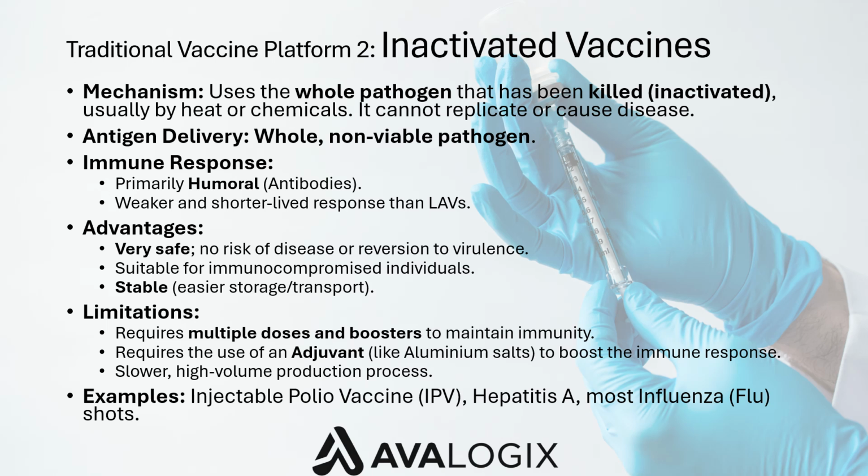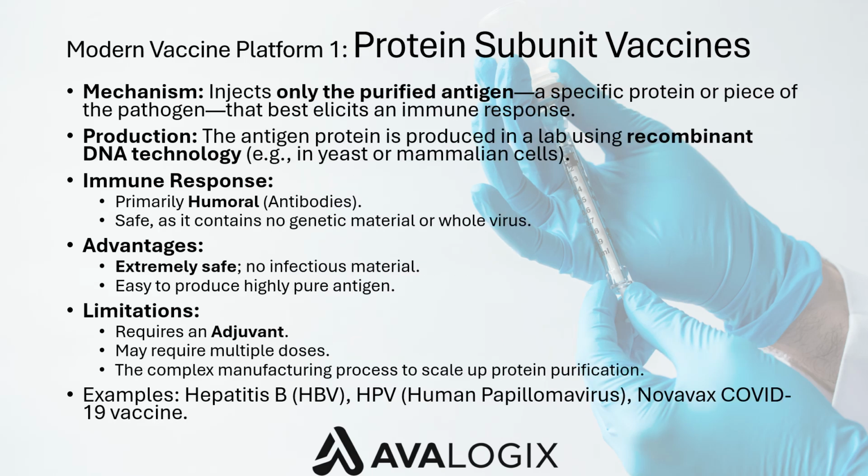Because the pathogen is killed, it is usually processed outside of the cell, which bypasses the pathways needed to generate a strong cytotoxic T-cell response. To compensate for this weaker response, inactivated vaccines always require two things. First, multiple doses and booster shots to build and sustain protective antibody levels, and second, the inclusion of an adjuvant. Adjuvants, like aluminum salts, act as an irritant or a danger signal to intentionally ramp up the local immune reaction to the vaccine. Now we shift into the modern era with protein subunit vaccines.